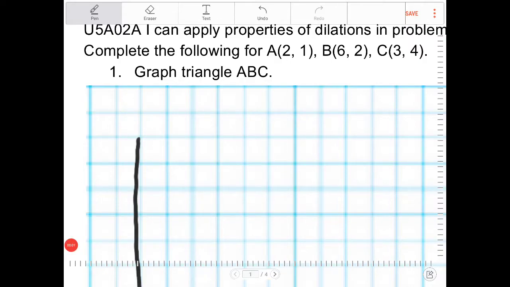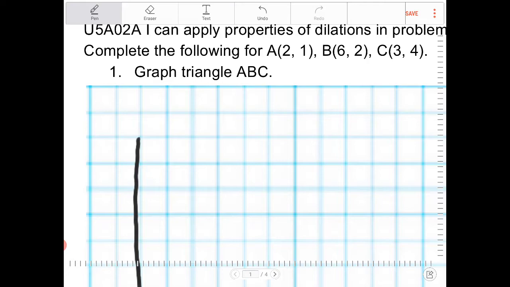Hello students, in this video I will go through U5A02A, where this is an exercise on discovering some of the properties associated with similarity transformations. So there was no official lesson, no formal lesson associated with this topic. That's because I wanted you to go and do some discovery of your own. But if you're having difficulty and you want a little more guidance, then this is the video for you.